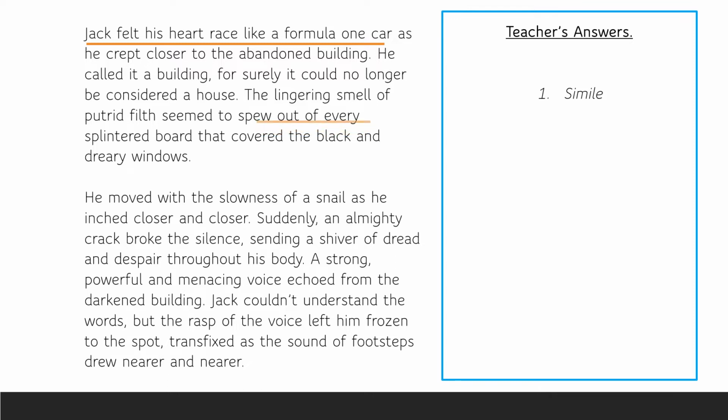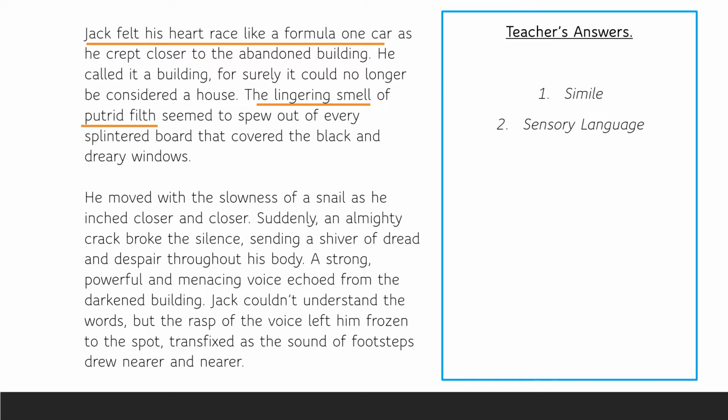The next one to point out would be the lingering smell. So here we've got sensory language. If it's engaging the senses, so things like smell, touch, taste, hear, and sight, then it is engaging the sensory language, a real crucial thing to include in creative writing.